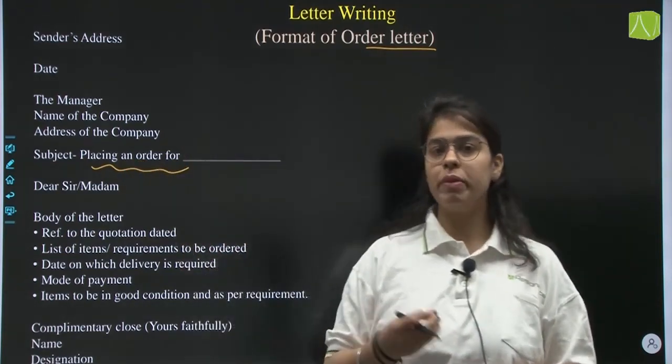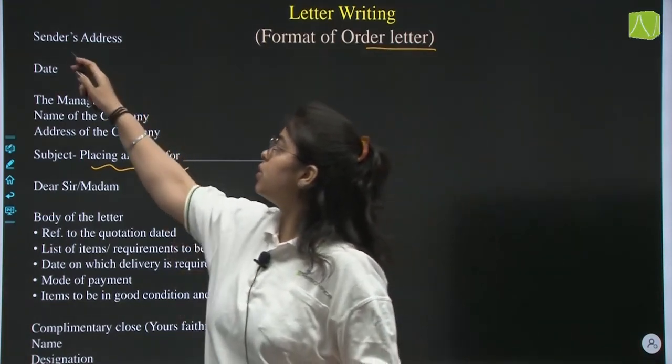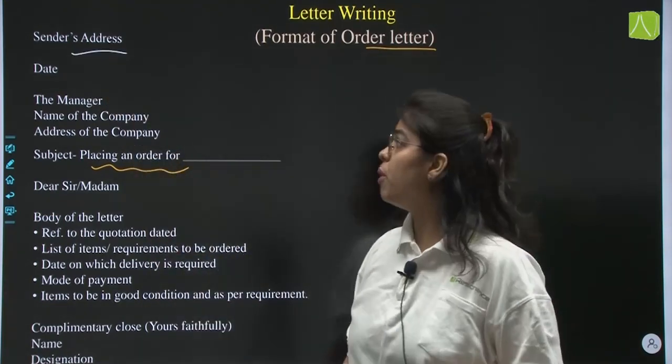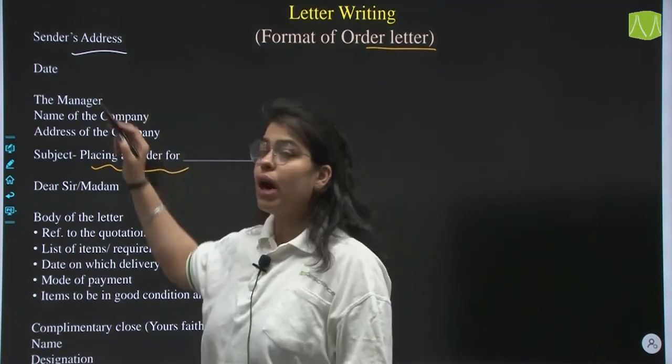So first is the sender's address. This may or may not be given in the question, but you are not allowed to write your own address, that you already know. Then the date. Now how will the date be?